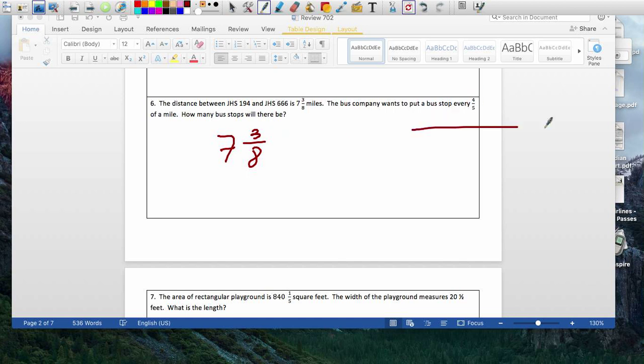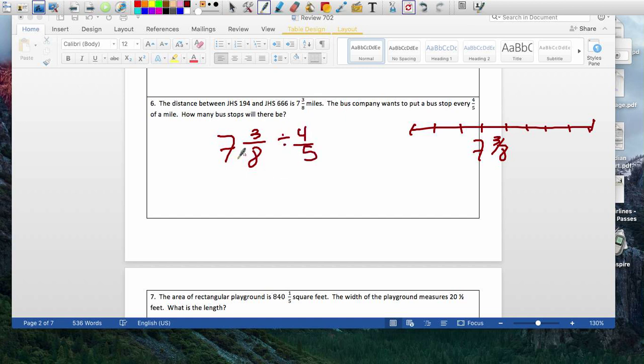Because imagine that's 7 3/8 of a mile from here to here. So we're going to put a bus stop over here, another over here, another over here, right? Every 4/5 of a mile. So we have to figure out how many bus stops there are. So it's a division problem.